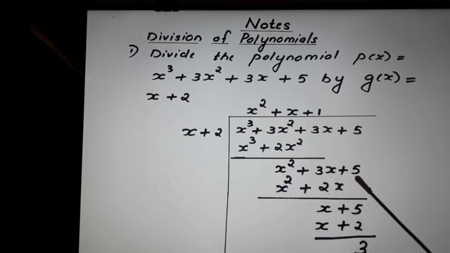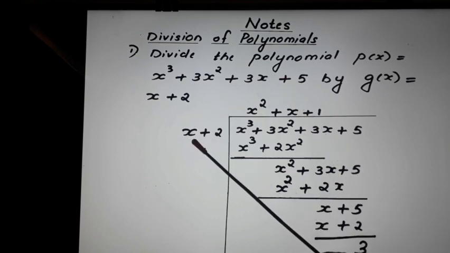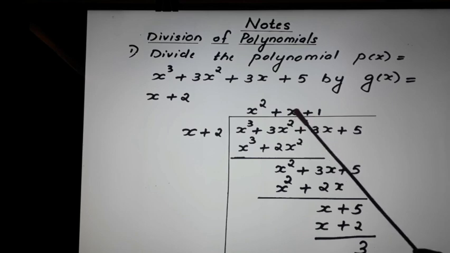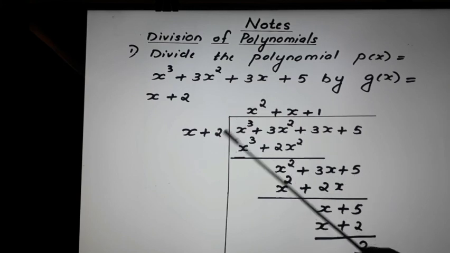Now this is our new dividend, x square plus 3x plus 5. We will follow the same steps. Take the first term x square, divide by the first term x. You get the next term of the quotient, that is x. Multiply x with all the terms here: x into x, x square; x into 2, 2x. Then the next step is subtraction. The first term becomes 0, and the second term, 3x minus 2x, gives us x. Now bring down the rest of the terms, that is plus 5. So you get the new dividend x plus 5.